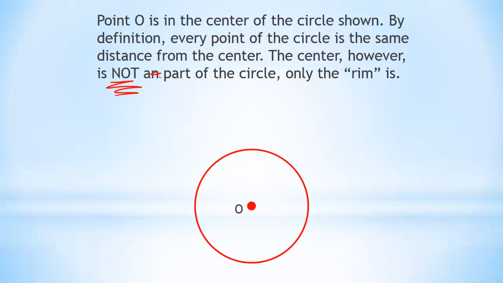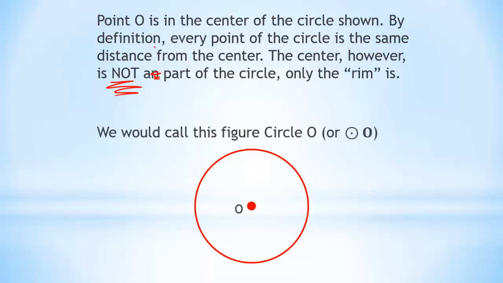I don't know why it says "and part." A part of the circle. Only the rim is. In other words, the actual circle itself. Okay, so we would call this figure circle O, or you're going to see it frequently referred to as that. Okay, that's the symbol for circle. So this right here means circle. Okay, it's got to have a dot in the middle.